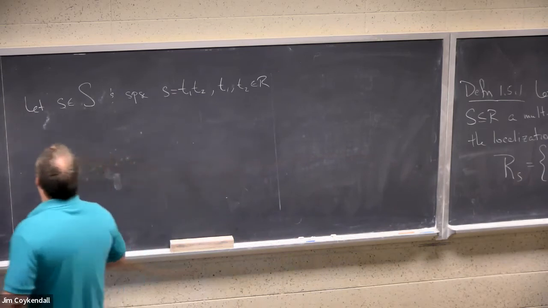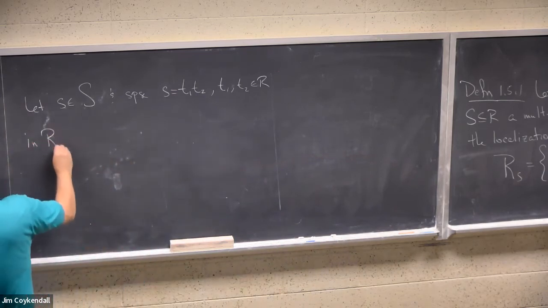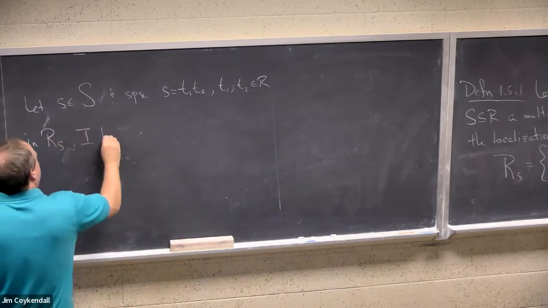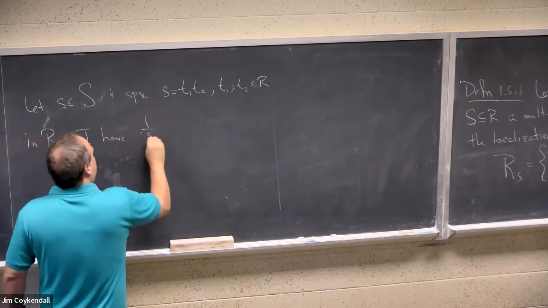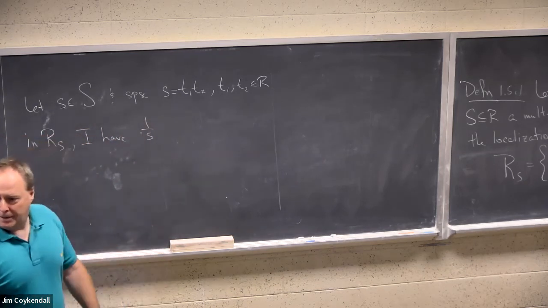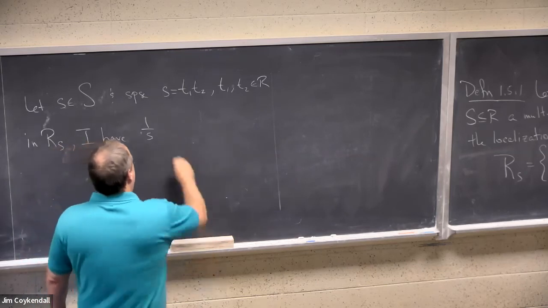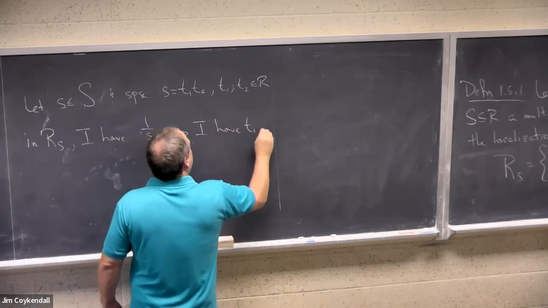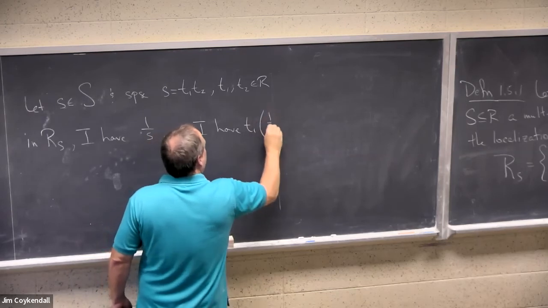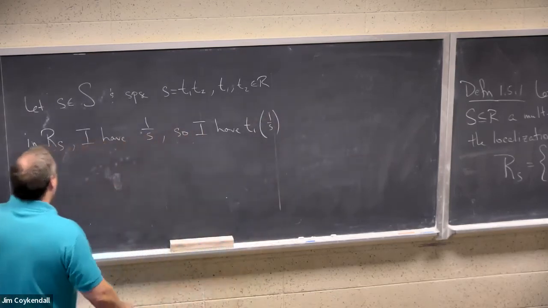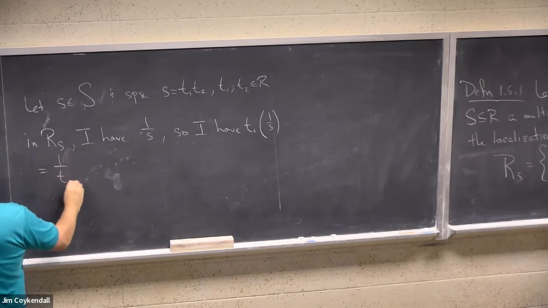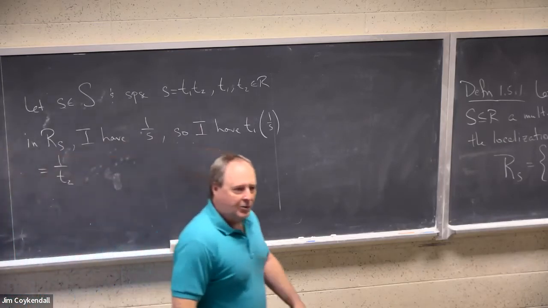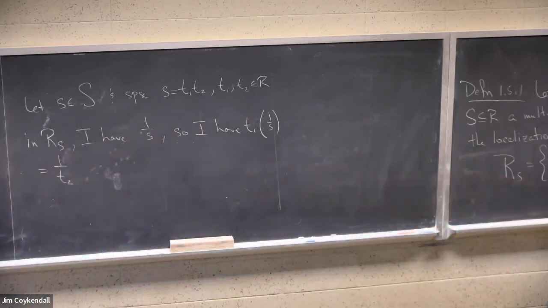Because notice that in R_S, I have 1 over s. So I have t1 of 1 over s, which is 1 over t2. So now, sort of for free, because you can cancel, that's why you pick up the divisors.